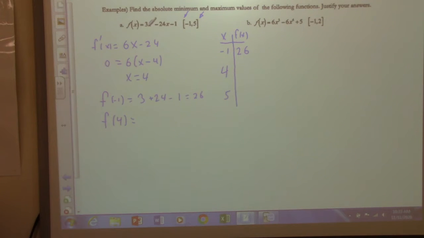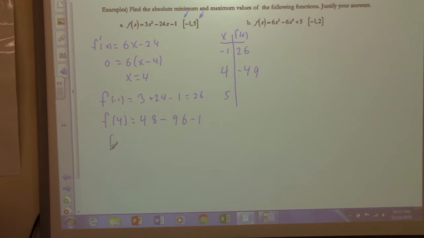So now we have f of 4, which is 3 times 4 squared. That's going to be 3 times 16, which is 48. And then minus 24 times 4, that's minus 96. Is that right? Yes. Minus 1. So that's going to be negative 48 minus 1, so negative 49, right?